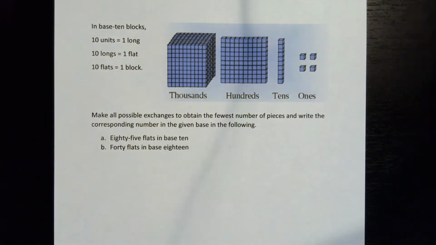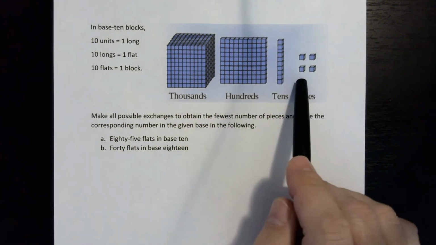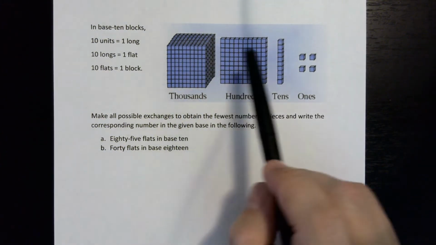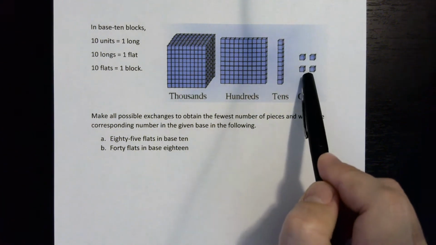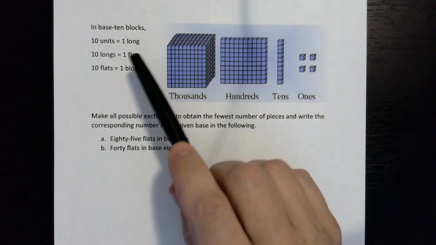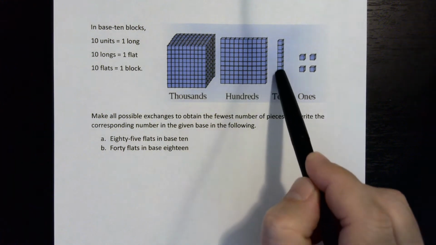In this video, we're going to be talking about these manipulatives here, and our first problem is going to be in base 10. Okay, so we can see the conversion. We call these units. That's your one digit. It takes 10 of these to make one of these, which we call a long. Okay, so 10 of these little units make up a long.